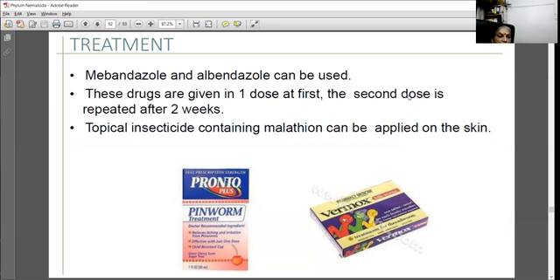Now, how will you prevent this? Maintaining hygienic conditions, proper sanitation and disposal of feces. These are very important. Maintaining hygienic conditions, as I already told you in Ascaris lumbricoides, means washing the hands before and after taking meals. Washing hands after going to the toilet with soap is very important. Do not share the towel.